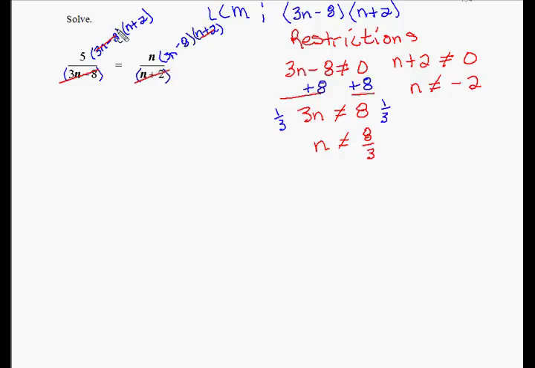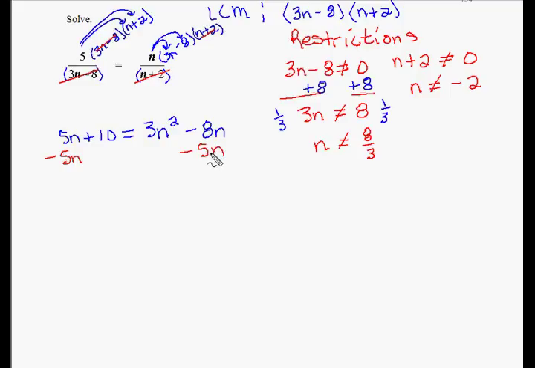Let's clear parentheses and multiply using the distributive property. 5n plus 10 is equal to 3n squared minus 8n. And we have n's on both sides of the equation, so we can add a negative 5n and have 10 is equal to 3n squared minus 13n.